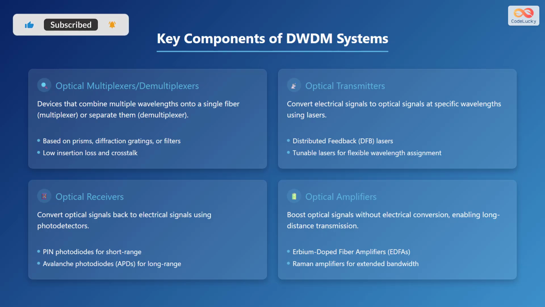Third, optical receivers convert optical signals back to electrical signals using photodetectors. PIN photodiodes are used for short-range applications, while avalanche photodiodes are used for long-range applications. Fourth, optical amplifiers boost optical signals without converting them back to electrical signals, enabling long-distance transmission. Erbium-doped fiber amplifiers and Raman amplifiers are common types.